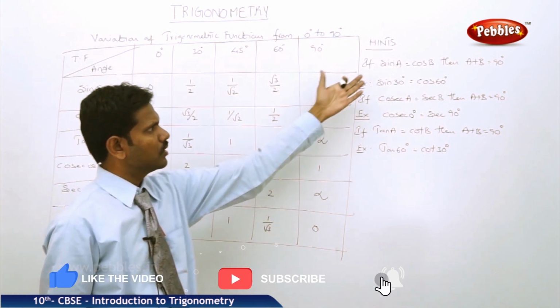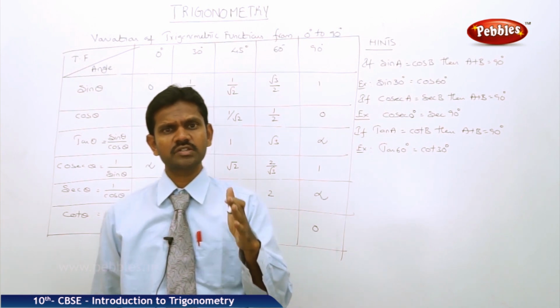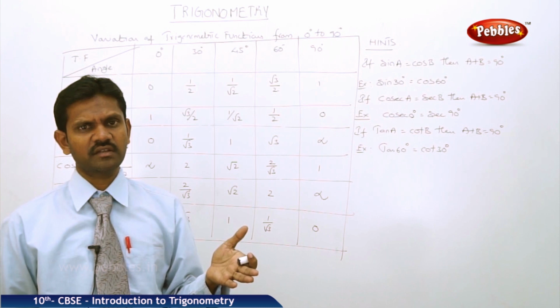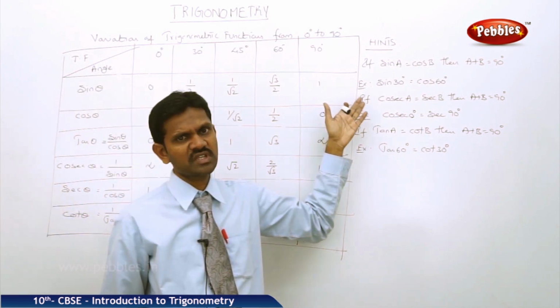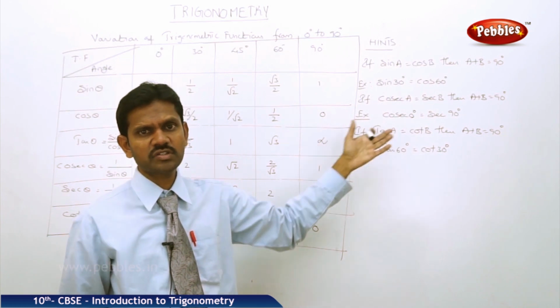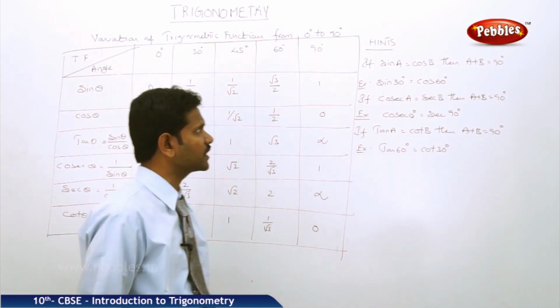What do we observe from these three functions? Sin of the function is equal to cos of the function if the sum of the angles is equal to 90. Similarly, the next group: cosecant of the function is equal to the secant of the function. Next, tan of the function is equal to the cot of the function, when A plus B is equal to 90.